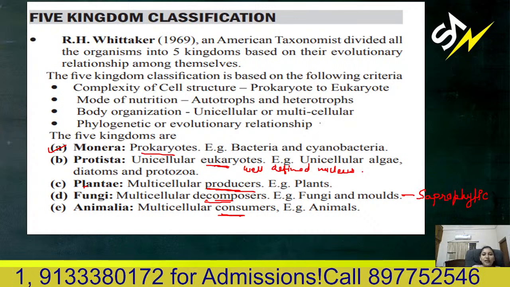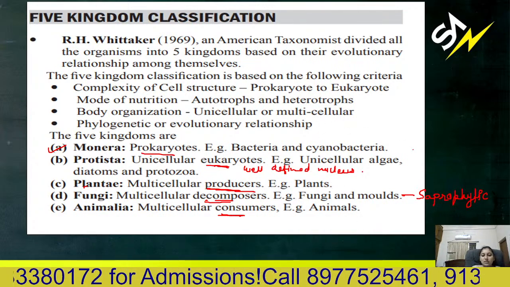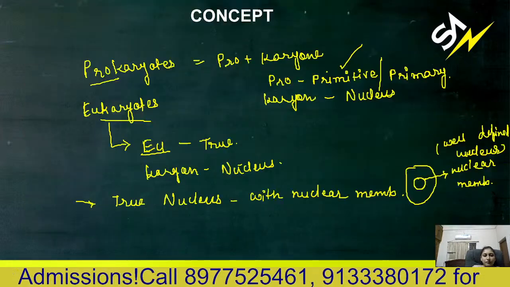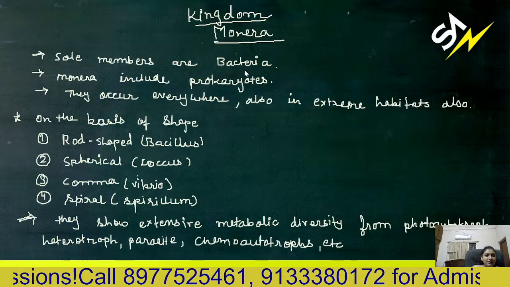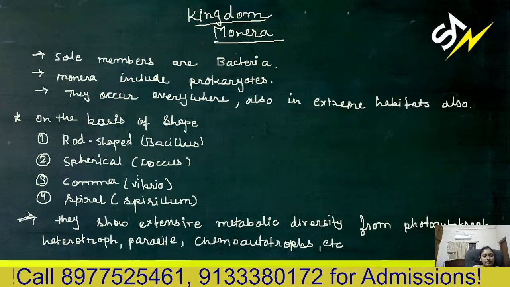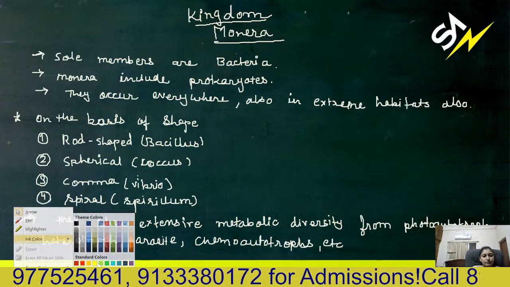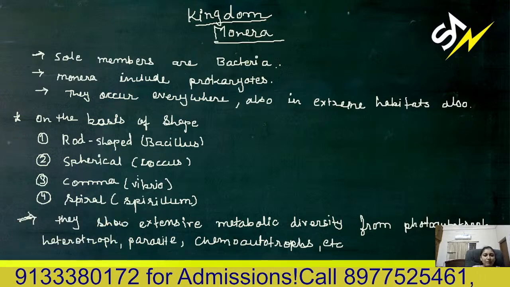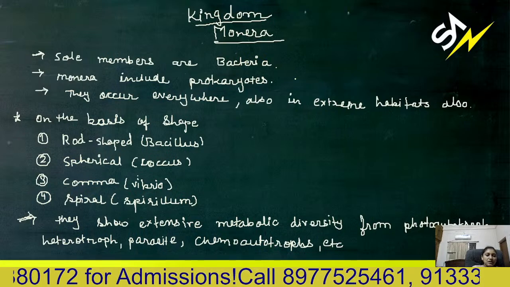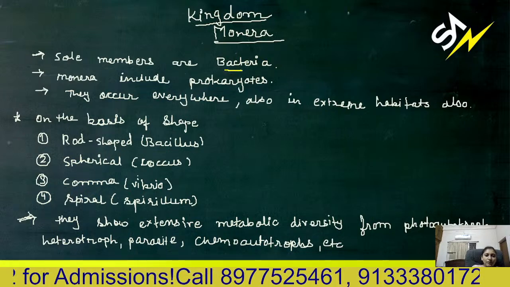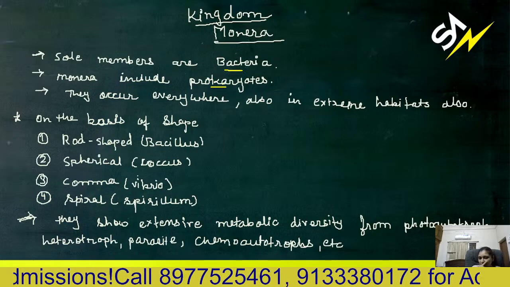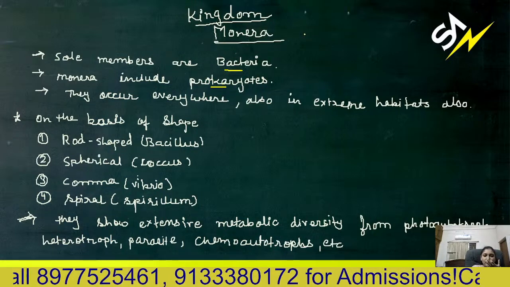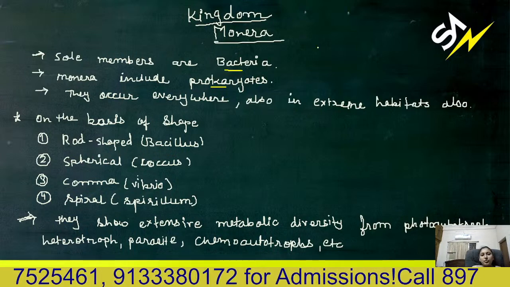So Monera, they are nutritionally very diverse. If we discuss Monera, look here. First kingdom now, kingdom Monera. The sole members of kingdom Monera are bacteria. Monera includes prokaryotes. So all the bacteria, all the prokaryotes, that means the members of this will not have a nuclear membrane, will not have a true nucleus.